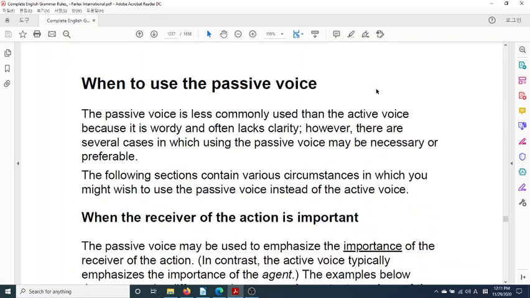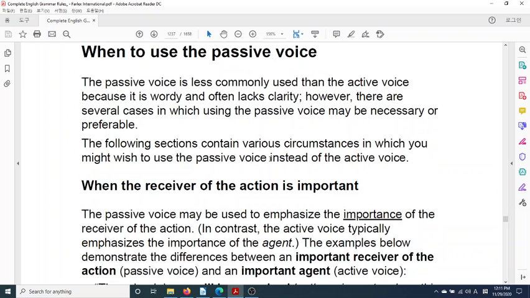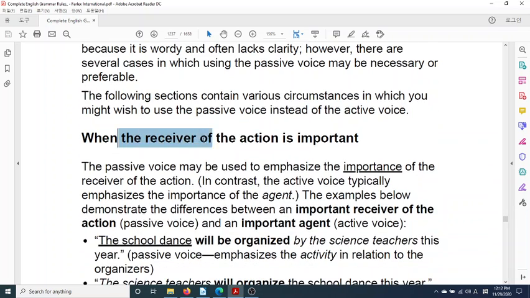So, when should you use passive voice? Well, as we said in the beginning, active voice is the default. So if you aren't really choosing, if you're not thinking about it, if you're just making a sentence in English, active voice is the default. It's the one you are going to use, right? 십중팔구, right? Nine times out of ten. But when should you use passive voice? When the receiver of the action is important.